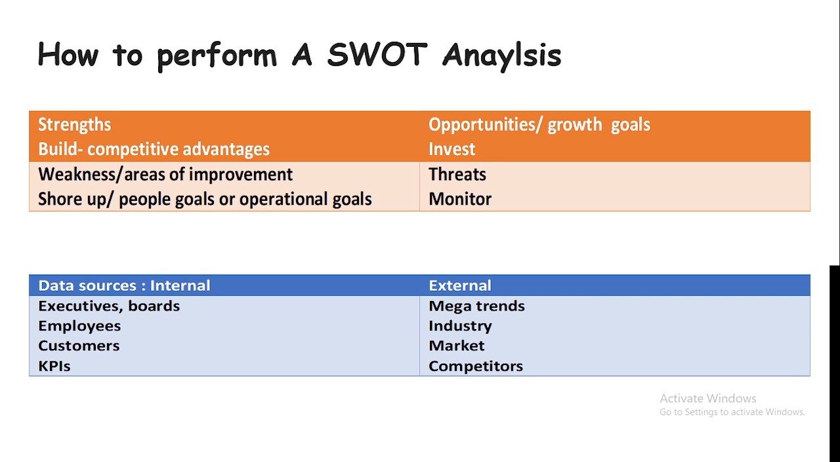If it's a project, you can look at your key performance indicators, the KPIs. Which KPIs are giving me a competitive advantage, and where do I need to improve? As I said, strengths are there for you to build on because they give you a competitive advantage, and weaknesses are your areas of improvement. This can be people goals or operational goals, and you can aim to improve on those weaknesses. Back to how you can analyze your SWOT on opportunities and threats.